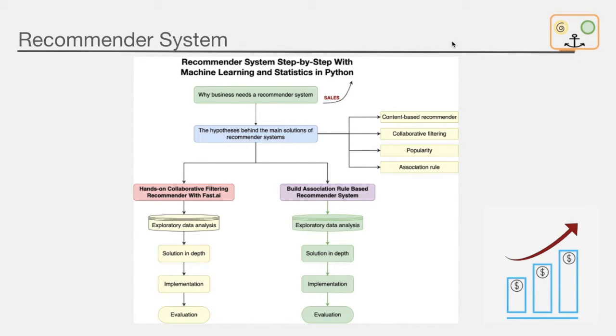First, we'll introduce why business needs recommender systems, especially in the era of e-commerce. Then we talk about the main solutions in industry and what are the hypotheses behind them. After that, we will get our hands dirty by building a recommender system with Fast.ai. Last, we'll use association rules and popularity to build a hybrid recommender system.